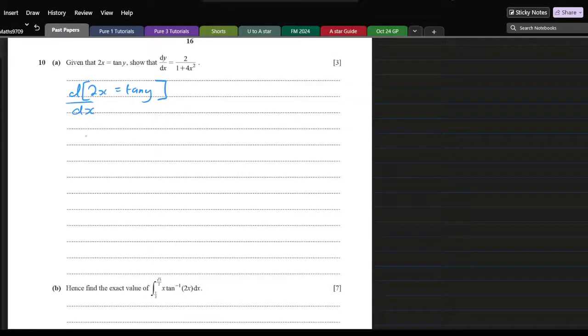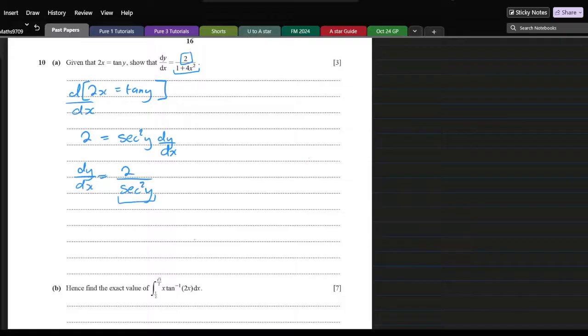So if you differentiate 2x, you're going to get a 2. And if you differentiate tan y, you get sec squared y dy/dx, right? Don't forget the dy/dx. So it means that our dy/dx is equal to 2 over sec squared y. Now you can see we've already got the numerator that they're looking for. The only difference is that our denominator is different from their denominator.